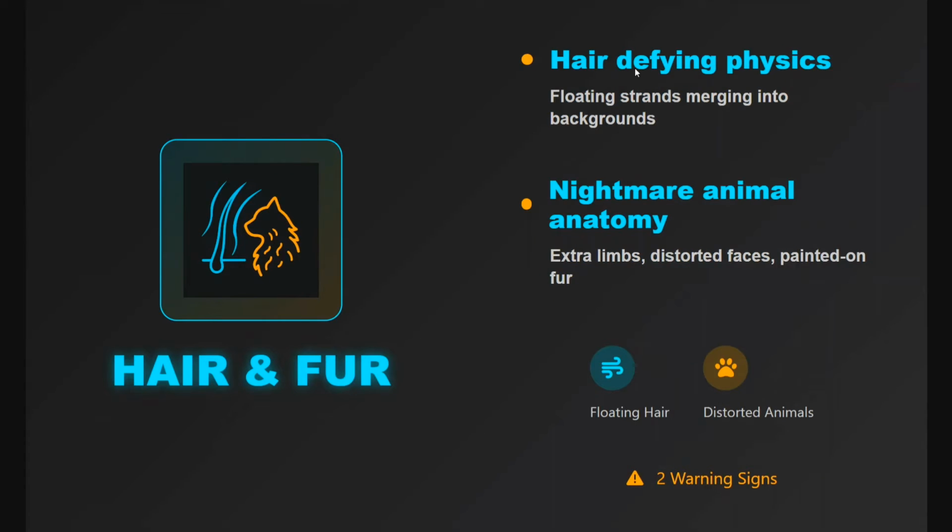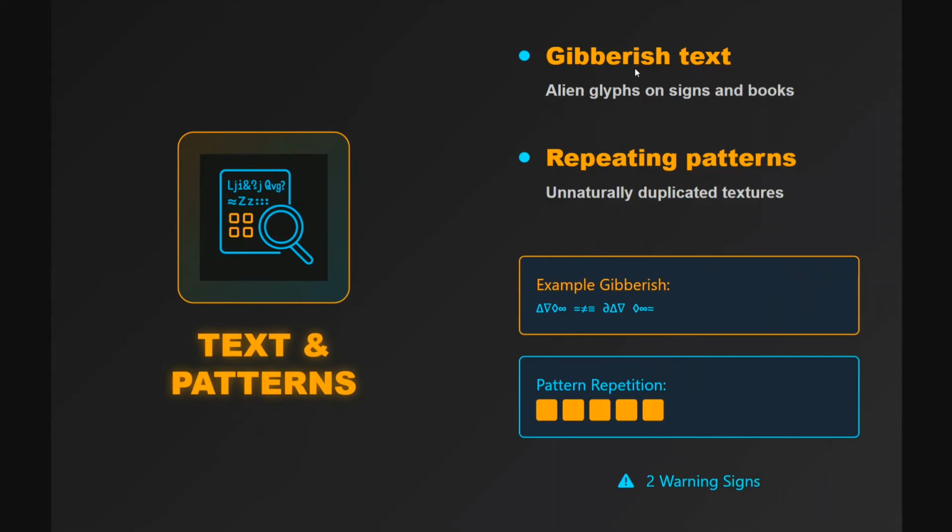Hair and fur, again, is a very difficult section for AI to design. Here, defying physics laws, strands floating, merging into the background and stuff. Nightmare animal anatomy. Extra limbs are coming out, distorted faces, painted on fur. So fur and hair are also a problem with AI. So once you generate these images, just observe these things, be it the clothing or jewelry, human anatomy or hair or fur.